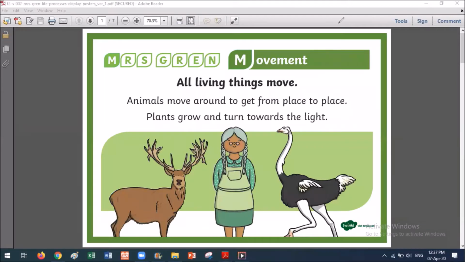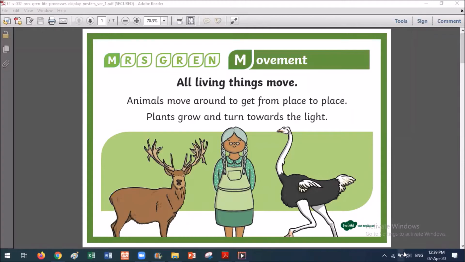What I'm going to do is ask you guys for some examples of movement. Takwa, please explain to me movement in a plant. How does a plant move? They move towards the sun. Exactly. So what we showed you guys is they move for light. They like to move for light.